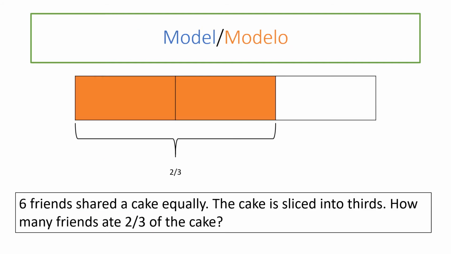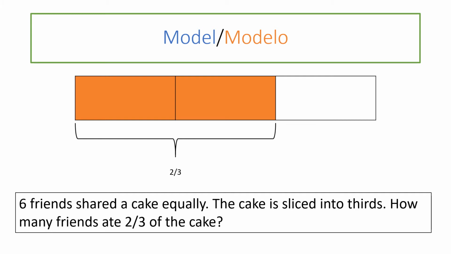Here's our first example, and we're using a visual model here. So our visual model has 3 parts, so our denominator is going to be 3. How many parts does our visual model have? You guessed it, 3 parts. So what's your denominator? 3, excellent. How many parts are shaded? Wonderful, 2 parts are shaded. So what's our numerator? 2, excellent. So we call our fraction 2/3.